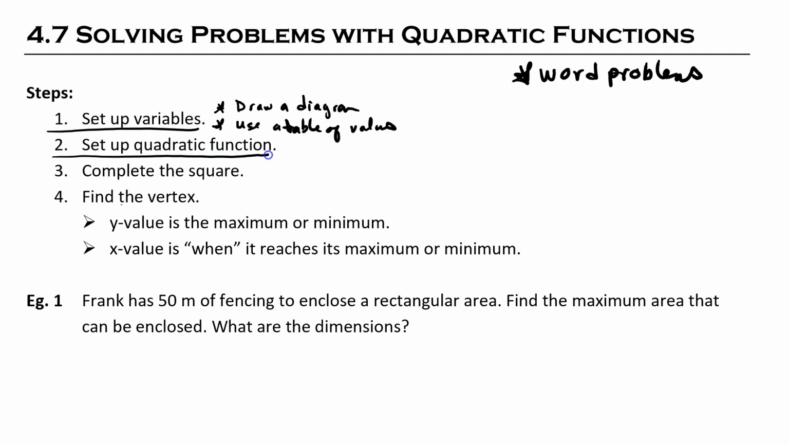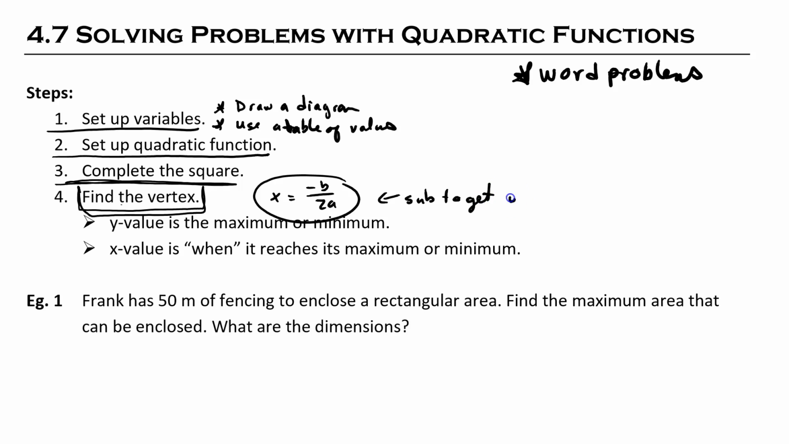We can set up the quadratic function from the data that we obtain from these two things, and then what you want to do is complete the square. You don't always have to, but as long as you find the vertex, and I don't give explicit instructions, you can use the x value of the vertex is negative b over 2a, and then sub to get y. But usually completing the square is going to be our best option. The first one that I'm going to do, I'm actually not going to do completing the square, and I'll show you how, but the remaining I will.